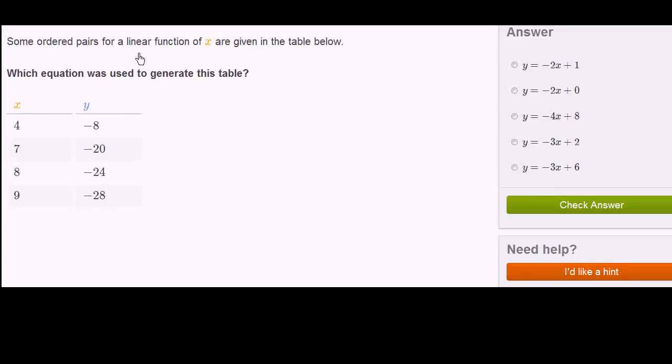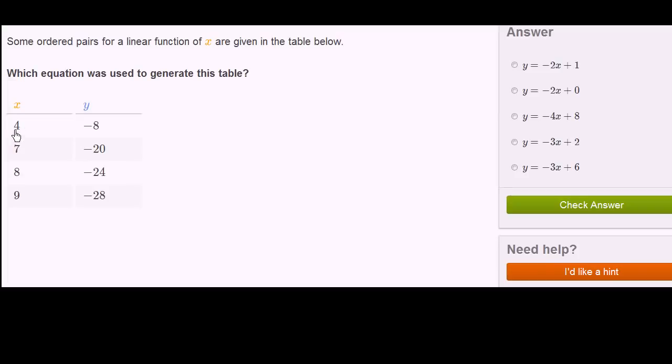Some ordered pairs for a linear function of x are given in the table below. Which equation was used to generate this table? So they give us a bunch of data points. When x is 4, y is negative 8. When x is 7, y is negative 20, so on and so forth. And then these points have been generated by one of these equations right over here. So let's just see which of these equations actually could have generated all of these points.